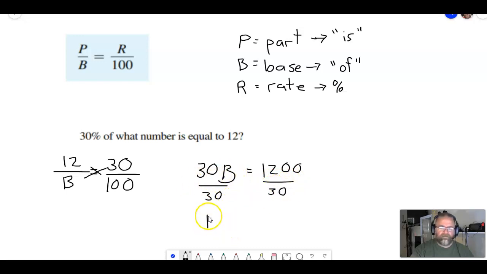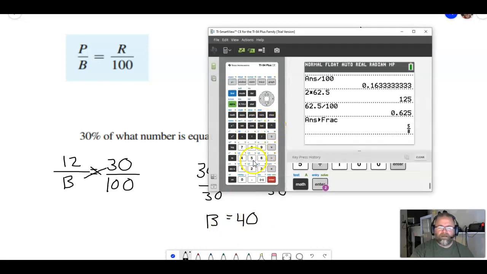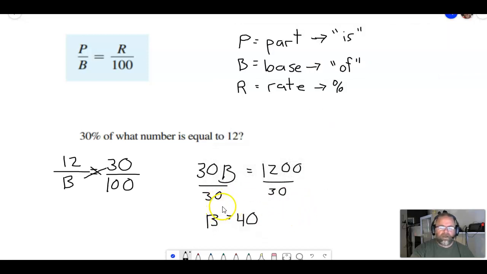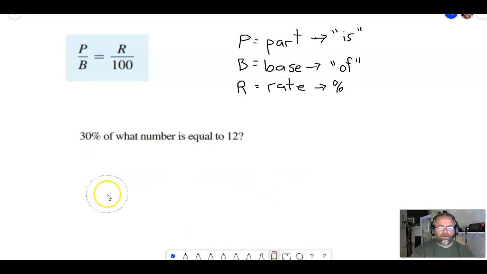And finally, B is equal to 1200 divided by 30, which should be equal to 40. Let me double check my math. So 1200 divided by 30 is equal to 40. And that would be the answer. So let's take a look at another one here.